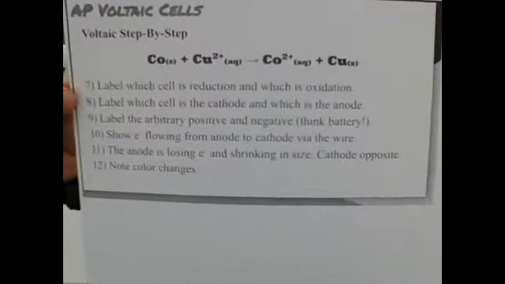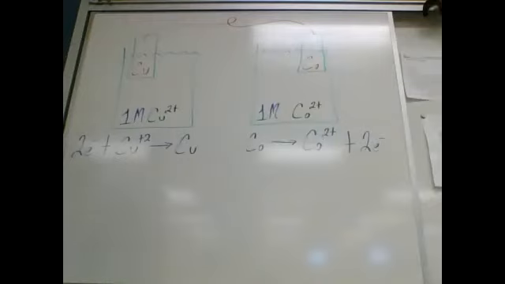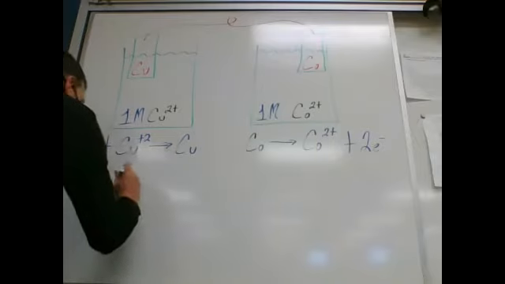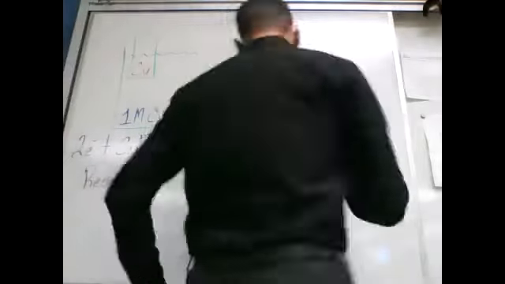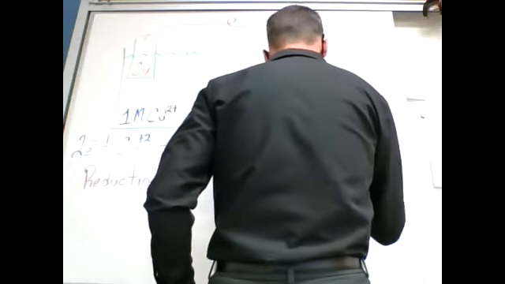Let's move on to step 7. It says label reduction and oxidation. We've already learned this as well. Remember, if electrons are reactants, that's automatically reduction. If electrons are products, that's automatically oxidation.